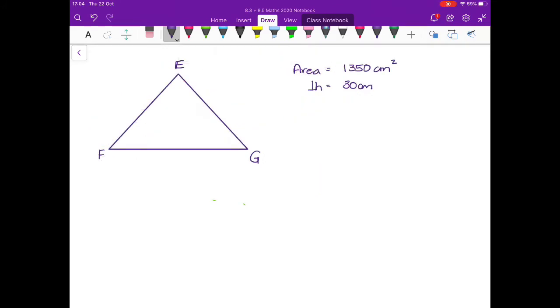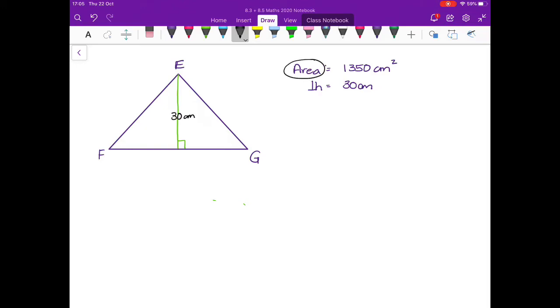So that is why I put a squared. The second question in Test Your Understanding was this triangle with the following information. The area is 1,350 centimeters squared. The perpendicular height is 30 centimeters. So let's fill in our perpendicular height, which is this here. And remember, right angle, be right angle on both sides. And the perpendicular height is 30 centimeters. So this line is 30 centimeters.